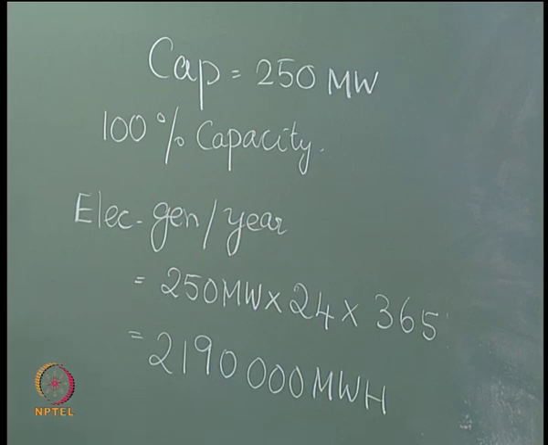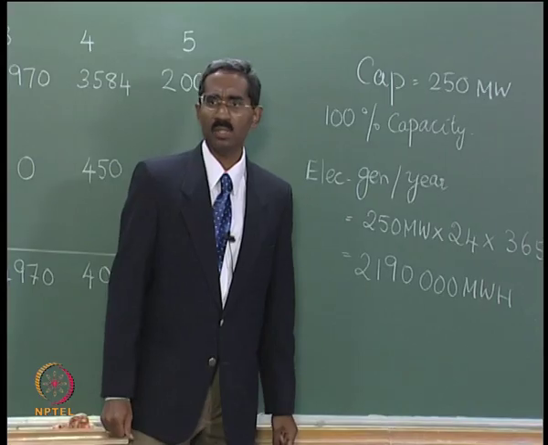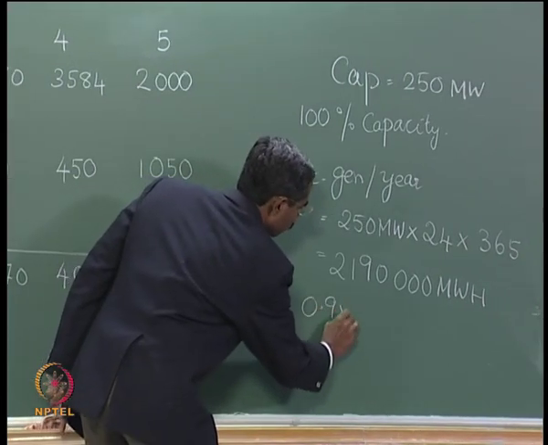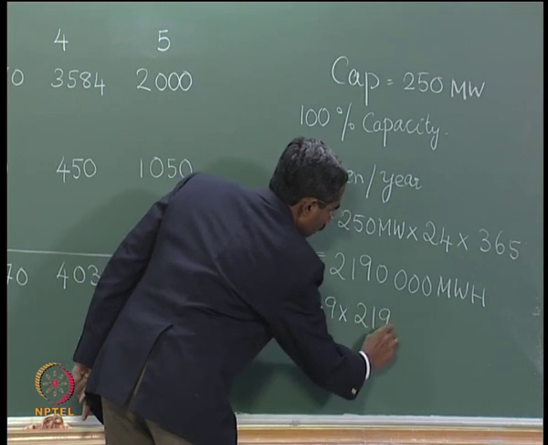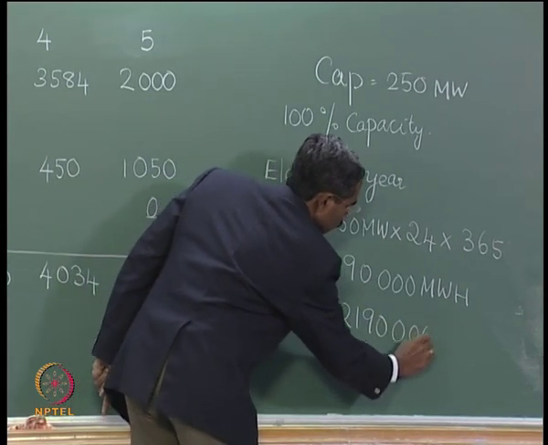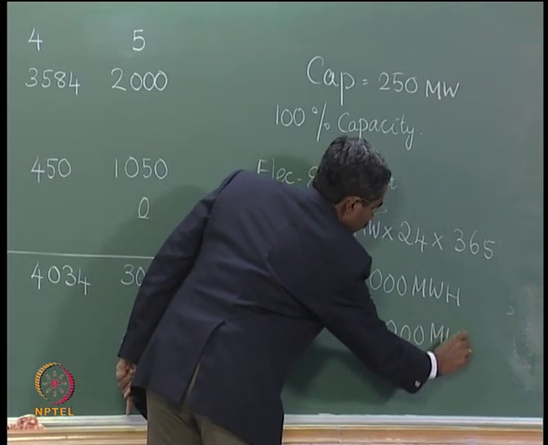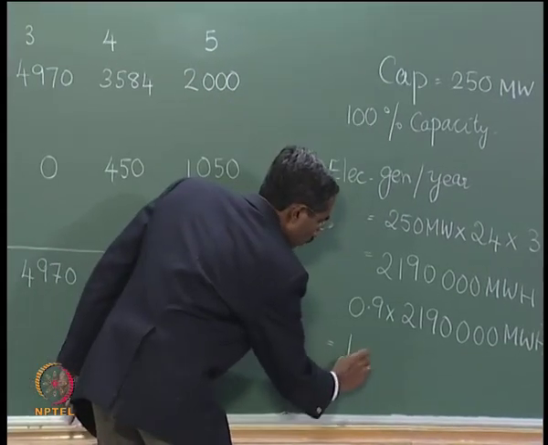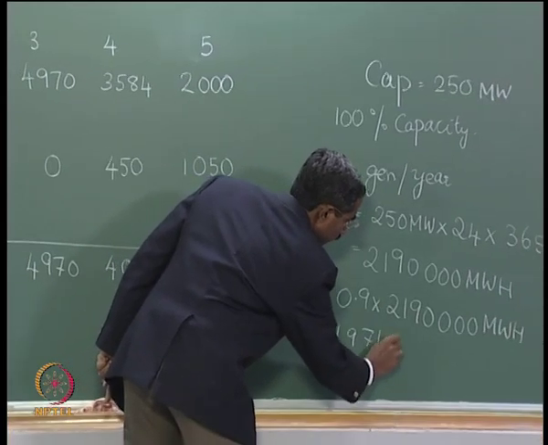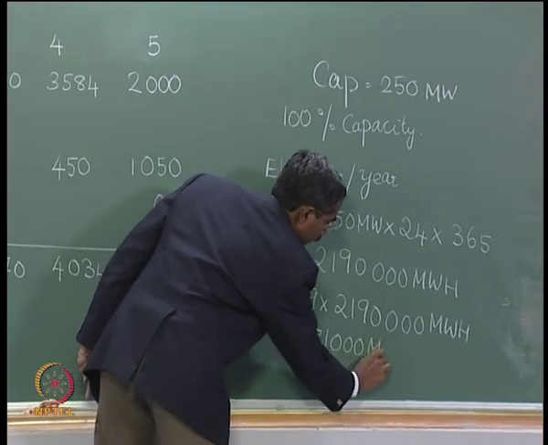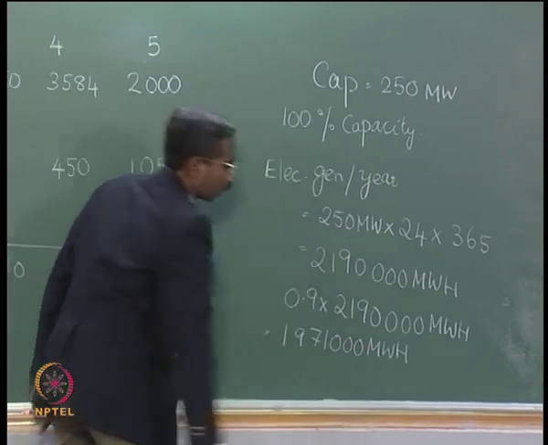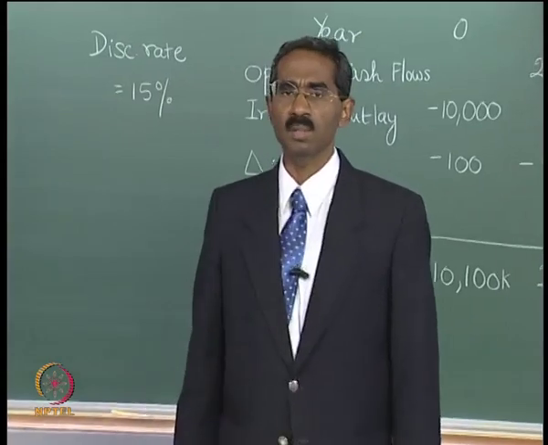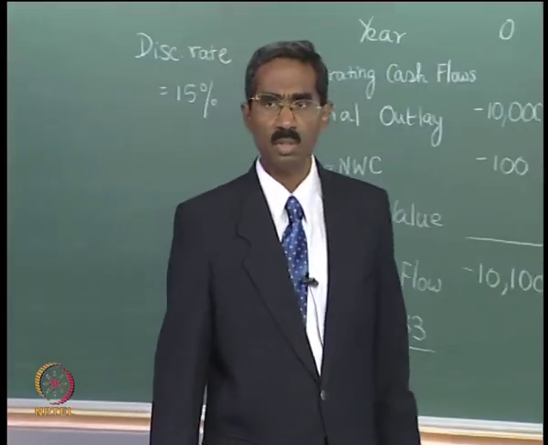90% capacity. So at 90% capacity utilization, it is going to be 0.9 multiplied by 2190, and this is nothing but 1971. So this is the electricity production that the plant will produce every year.